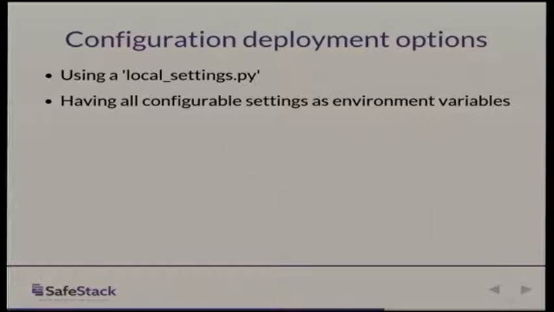Another option, having all configurable settings as environment variables. And then in your settings file, the database password might be os.environ.get db password or something. So that's the 12-factor app recommendation, that sort of setting come through in environment variables.